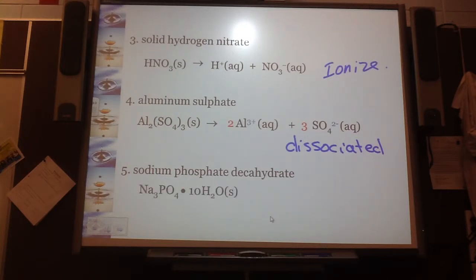I just have a question about number 3, because you said it's ionic, but then it ionizes? No, number 3 is a molecular compound. It's an acid, but we can't call it an acid when it's in its solid form, so it's solid hydrogen nitrate. It's a very awkward thing because in actuality it's a molecular compound, the way it sticks together, but we kind of name it ionic.